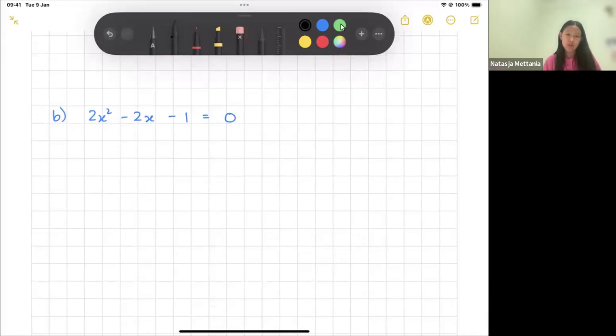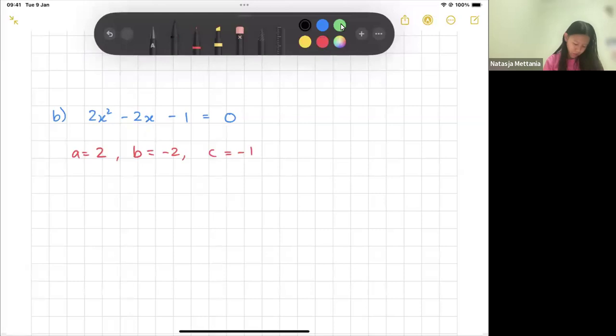2x squared minus 2x minus 1 equals 0. Okay, same thing. I am going to write down what my A's, B's, and C's are. My A here is actually 2. This one here, positive 2. My B is not positive 2. My B is going to be -2. And my C is equal to -1.